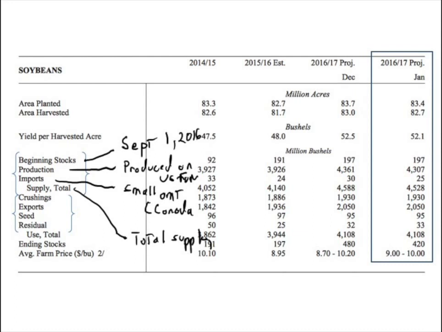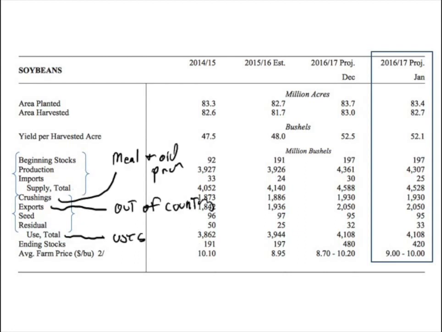Imports would be movements of soybeans into this country, and you can see that there's a small amount that is generally moving from Canada to the U.S. Total supply is then listed, and total supply, as its name implies, is beginning stocks, production, and imports.